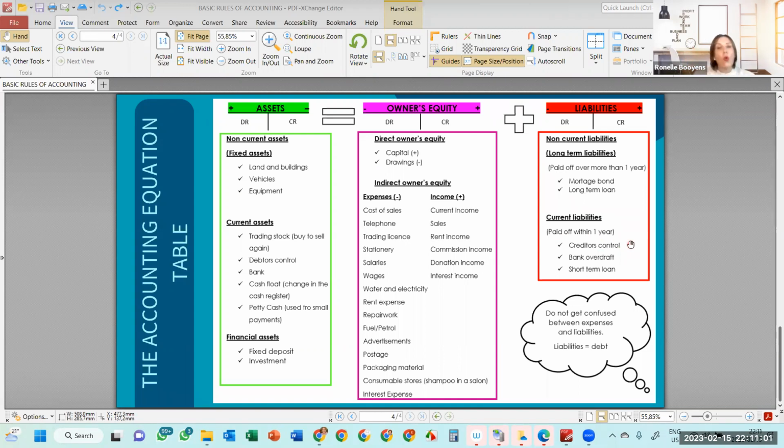Creditors control just all that money that we owe to those suppliers that we put together. So that's a short-term liability. Then the next one is bank overdraft. Now you will remember that we've spoken about bank as an asset. So now how come this is happening here? Look at the word overdraft.